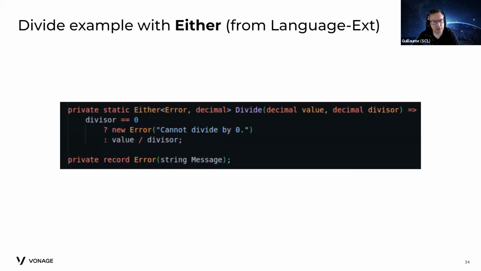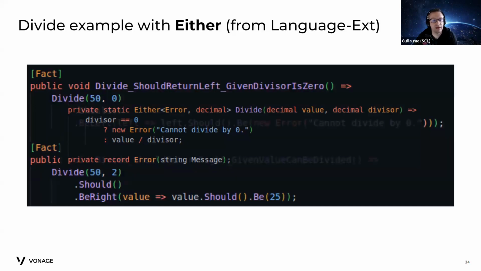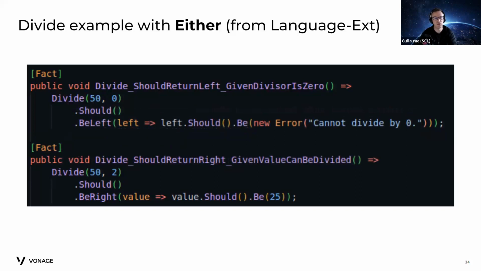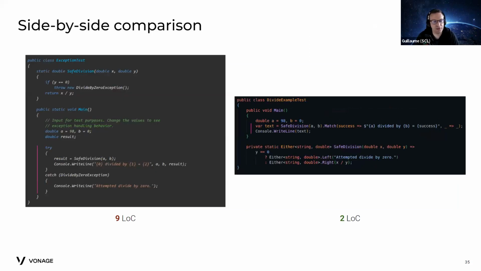Either is a very nice one. What happened here is we have what we call two states, left and right, and they can be of any types. So they are basically generics. So I created a record called Error with a message, and if the divisor is 0, I return an error with the explanation, and otherwise I return the value. And then I just have to verify if my result is either left with the error or right with the value. Okay?